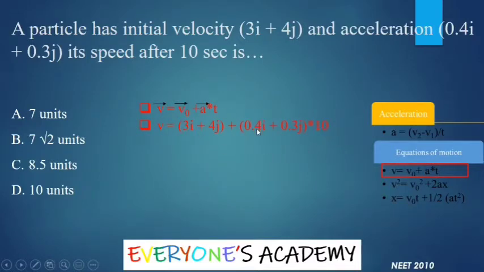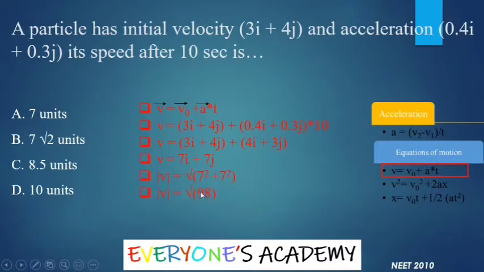If you solve this, it will become 4i plus 3j, and this 3i plus 4i will become 7i. 4j plus 3j will become 7j. So this velocity vector is 7i plus 7j. If you take the magnitude for this, you need to take the square root of a square plus b square, that is 7 square plus 7 square.